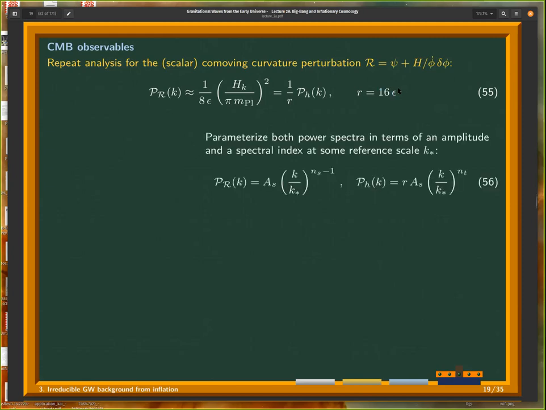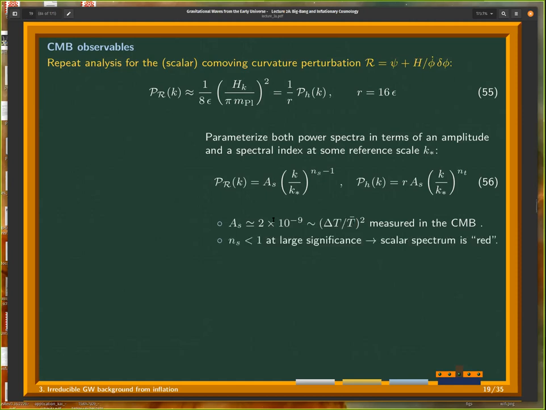All right, and now I want to compare two observations. We can parameterize both power spectra, the one for the scalar perturbations and the one for the tensor perturbations, in terms of such a power law, so with some amplitude and some power law index. And then we can compare to CMB observations and try to constrain these observables. The amplitude of the scalar power spectrum has been measured in CMB observations, starting with the COBE satellite in the early 90s. So this is very small and related to the typical size of the temperature fluctuations in the CMB. We now have clear evidence that n_s is smaller than one at many sigma. So we know that the scalar power spectrum is red. It's tilted to lower frequencies.